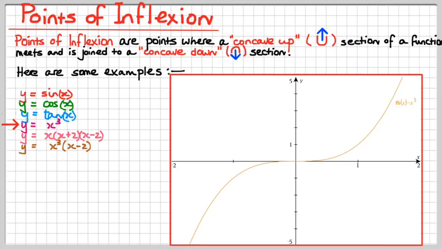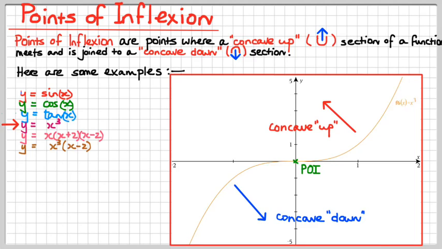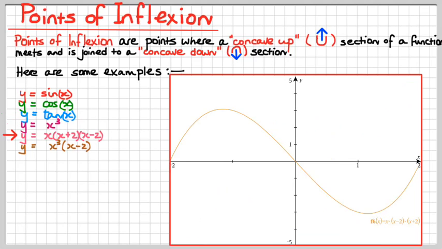X cubed. Ah, well, come on, you got it? That's concave down, that's concave up, and that is the POI, but it's not only a POI, this is a celebrity POI, a stationary point of inflection because the gradient is 0 at that point of inflection, in addition to it being a point of inflection. So it's double trouble. It's stationary as well as being a point of inflection. Get it? Good work.